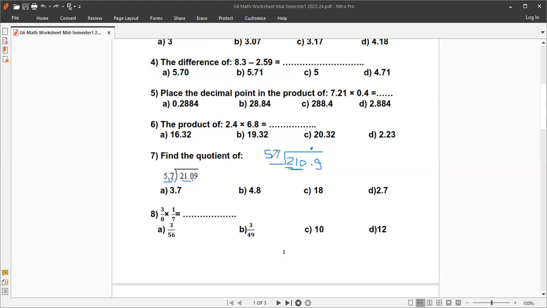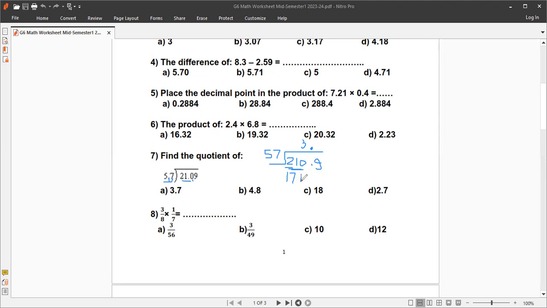Try to guess how many 57 in 210. 210 is about 200. 57 is about 60. So how many 60 in 200 is about 3. So look guys, I have to put the 3 up above the 0 here because I take 210. 3 multiply 57, 180, 171.